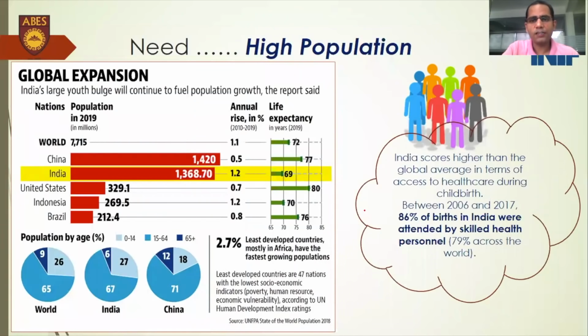I hope this model is fair enough to think about entrepreneurship as a career option. Now, why do we need it? The first need is that we have a high population. We are just behind China. We have around 67% of the population in the age group of 15 to 64. Probably in 2021, 2022, we reach that score.